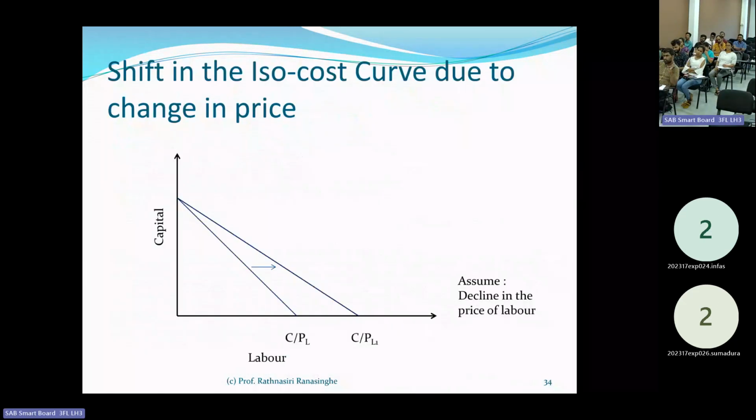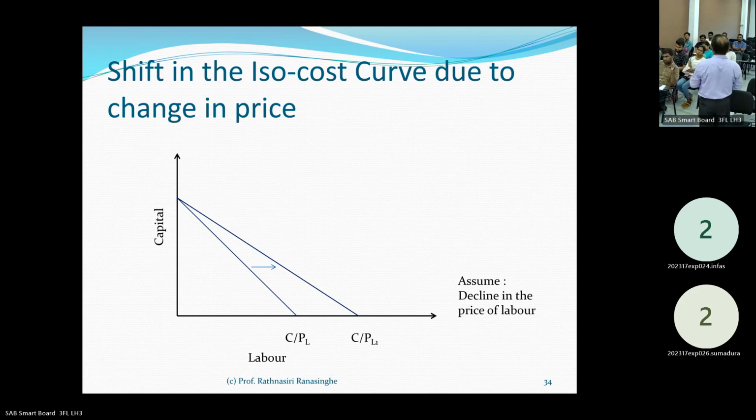Now here this shows the rotation. Let's say there is a decline in the price of labor, PL meaning the price of labor, with the total expenditure or outlay unchanged. Now it rotates from the labor axis because there is a decline in the wage rate. As a result, you can incorporate more labor inputs, keeping the capital constant. So we can go for a higher level of production also.